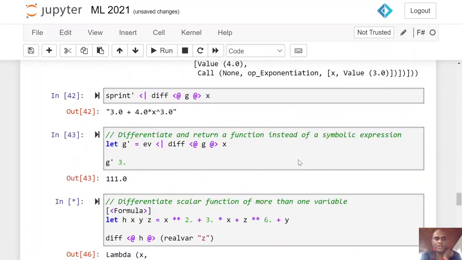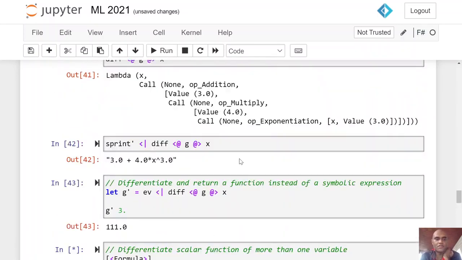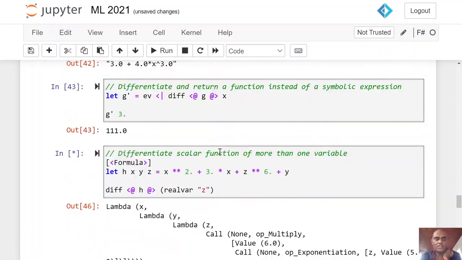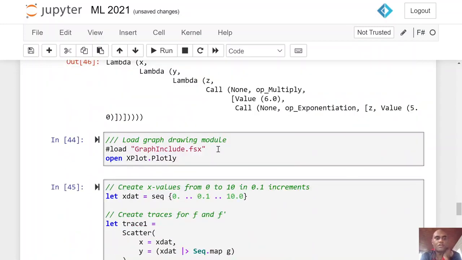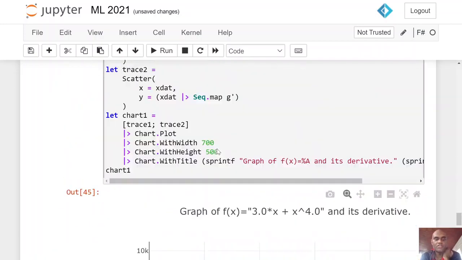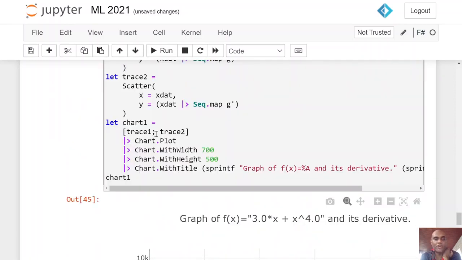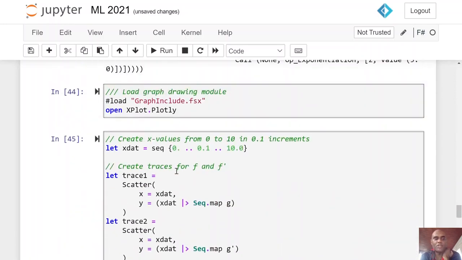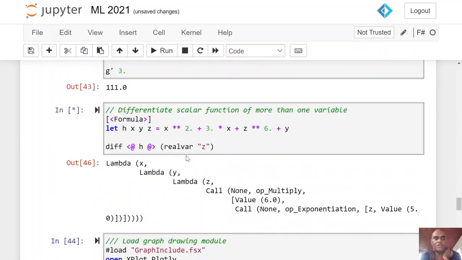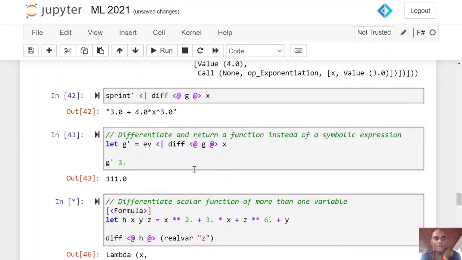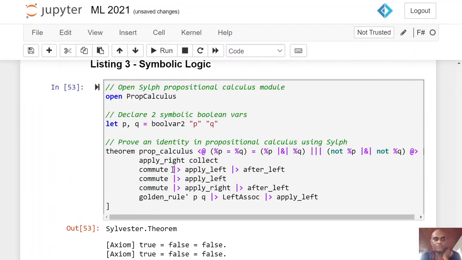Okay, so here we have an example of real analysis. We're doing things like differentiation and integration, as we saw, and here we're actually doing visualization. We're using the XPlot library to visualize, and again we're using the same common structure we used before: an expression function that has a symbolic form.